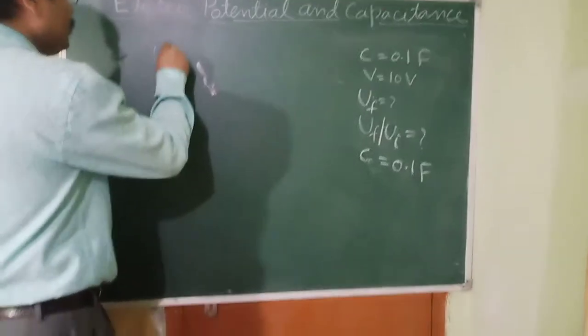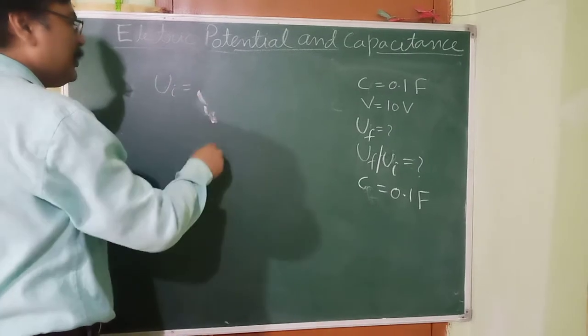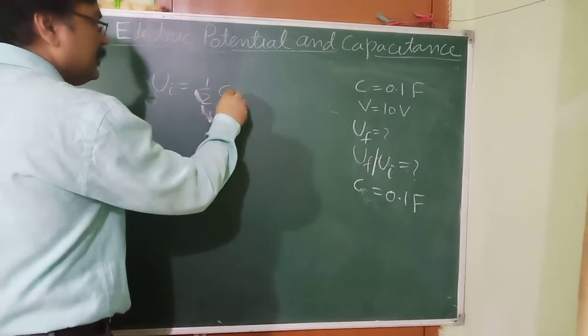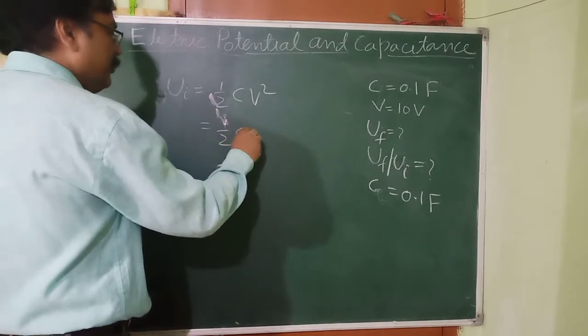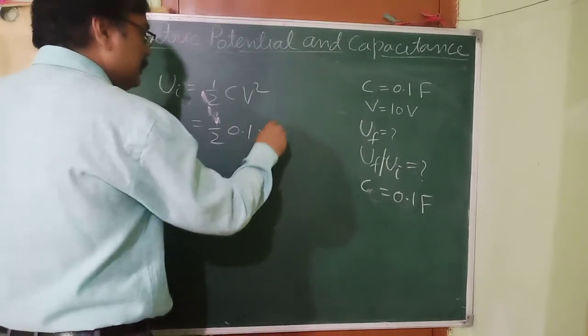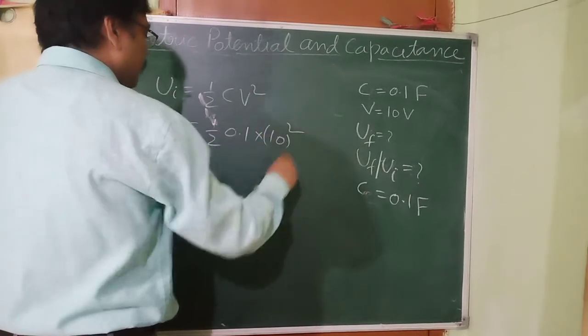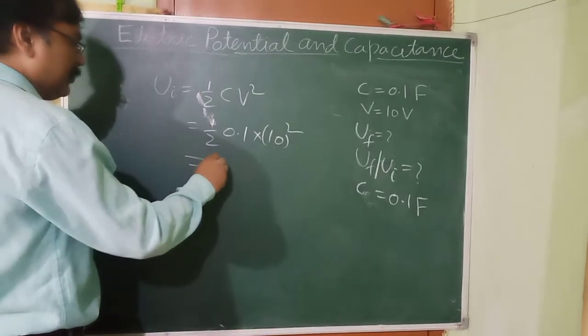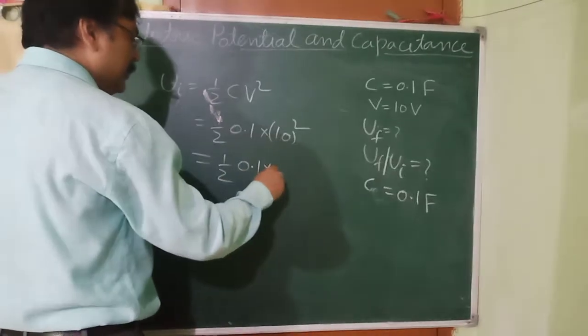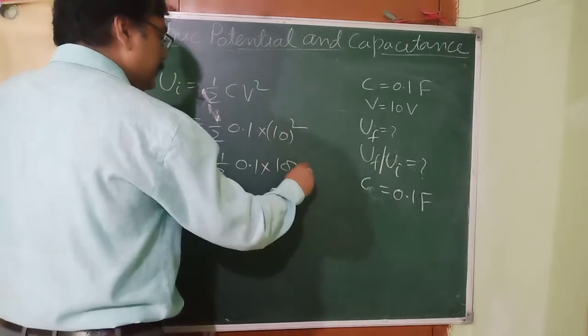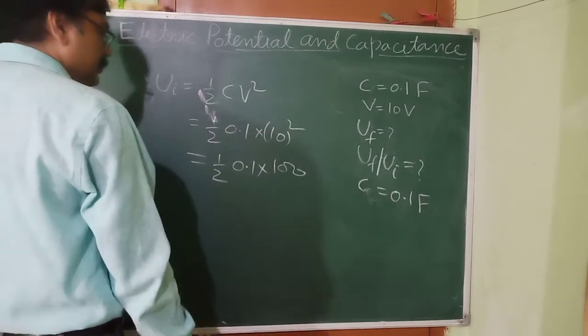Now we have to find out the initial potential energy for that. Initial potential energy is half CV square. Now half C is how much? 0.1. V is how much? 10. So square of 10 we have to use. Now what are we going to get? Half into 0.1 into 10 square is how much? It is 100.